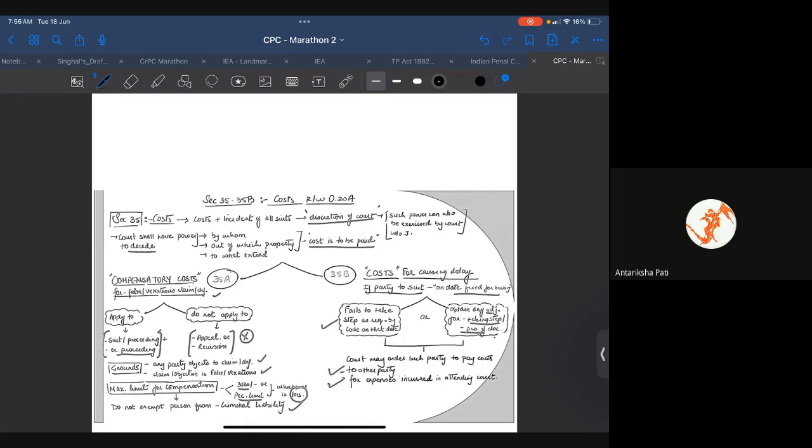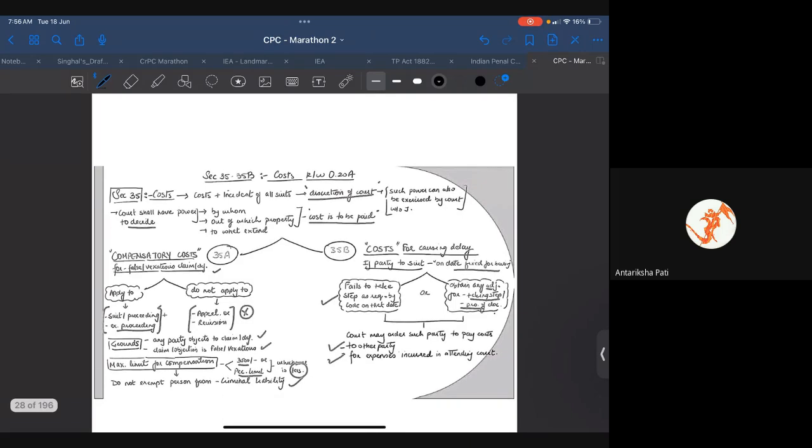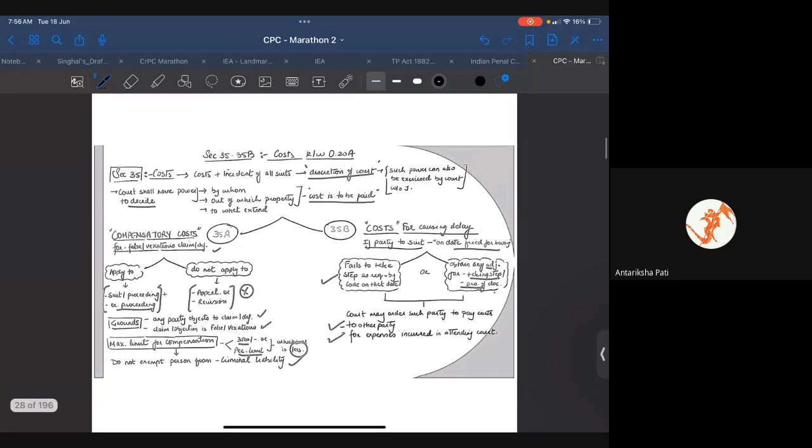It applies to suits or proceedings or execution proceedings and does not apply to appeal or revision. The ground is that any party objects to a claim, and it is found that the claim or objection is false or vexatious, then up to 3,000 rupees or the pecuniary limits, whichever is less, the compensatory cost can be given. Now, it is not exempting persons from criminal liability. That is a fact.